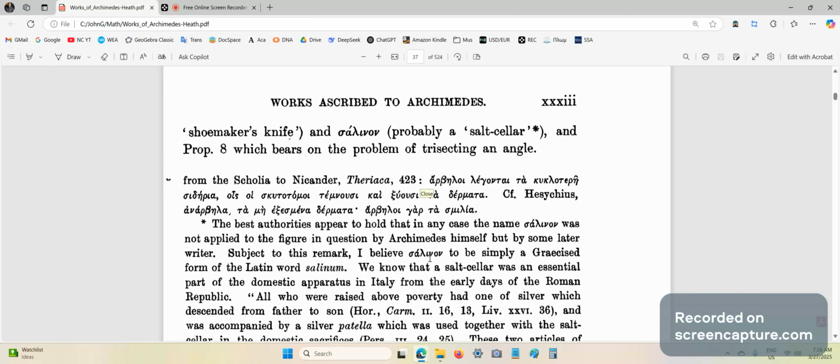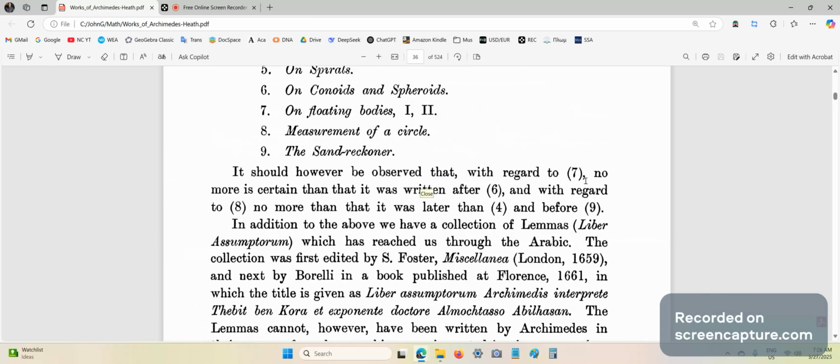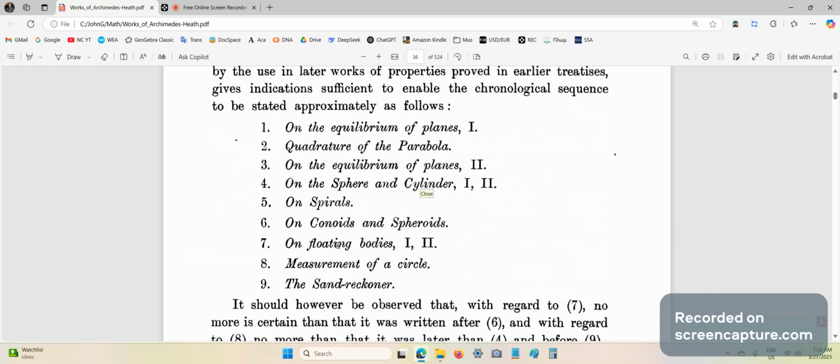I'll begin very soon to discuss the introduction in the next few videos, and these are the chapters that Archimedes wrote. One on planes, equilibrium, the quadrature of the parabola. That's a very interesting one. And some information here is assumed from previous works.